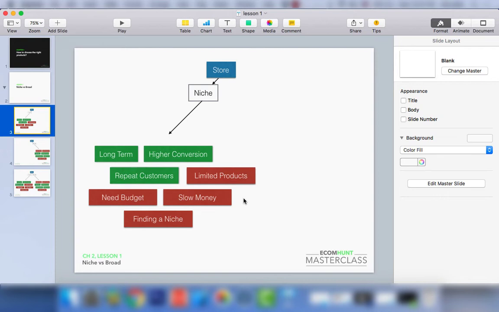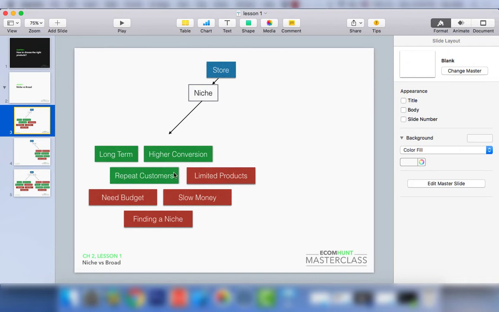So it's a long-term game, which means it will take much more time to build up. The conversion will probably be a lot higher than a broad store because people that are buying these products are more passionate about your products. So the conversion will probably be higher, it looks more professional, and if your products are good, you will have repeated customers. The percentage of these repeated customers will be crazy high. We're talking about 9% and above. So these are the 3 good points about a niche store.